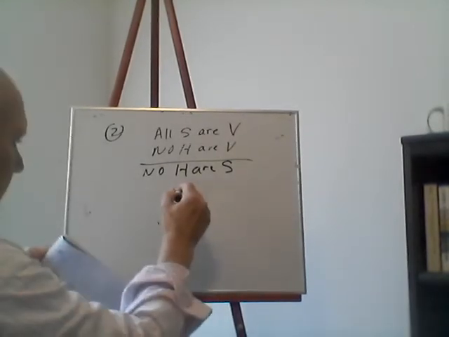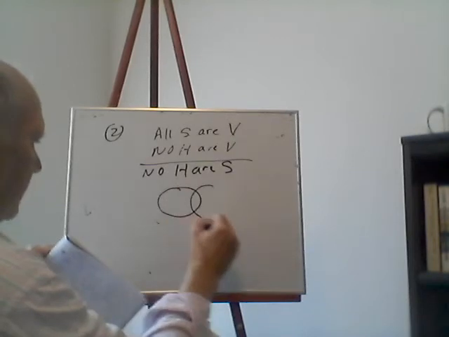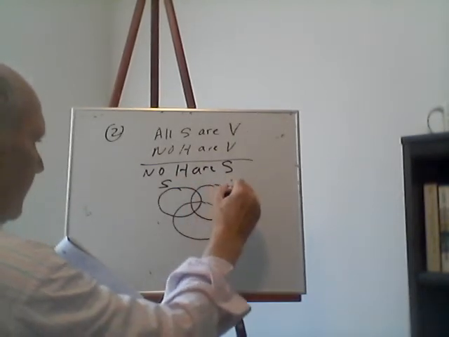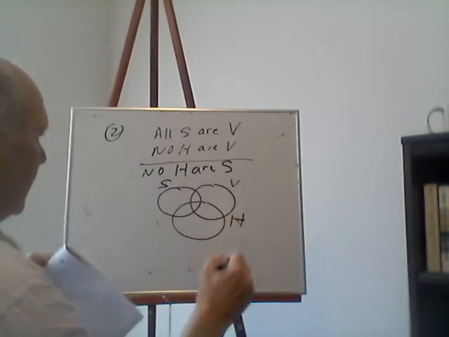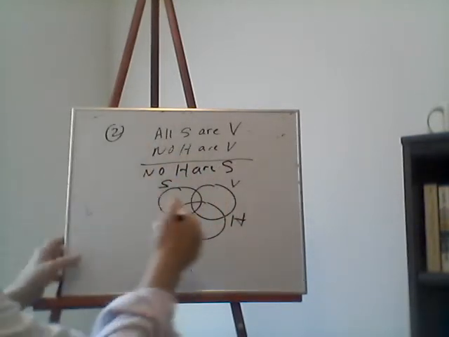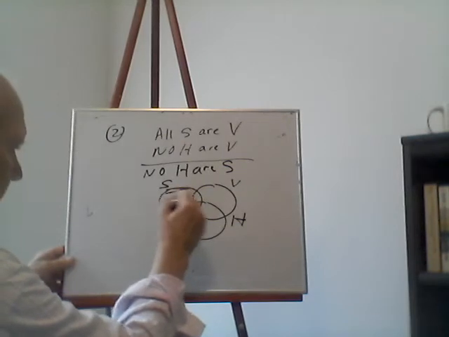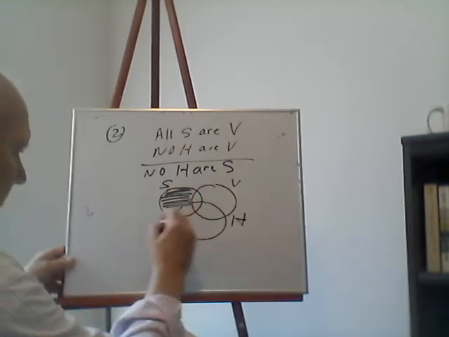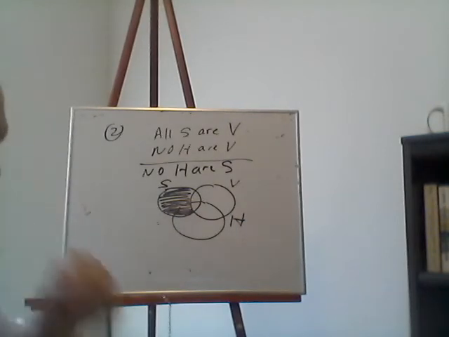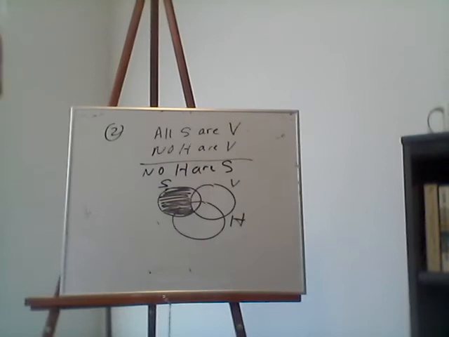So that's what we have, and here's the Venn diagram. S, V, H. All S or V. To do all S or V, you darken every section inside S, which is outside V. Every section inside the S circle, which is outside V. So you darken those two sections. In Venn diagrams, when you diagram all and no statements, you always darken out two sections.